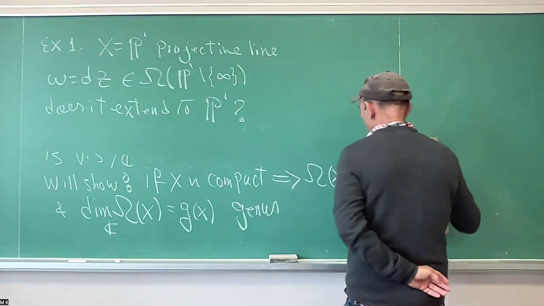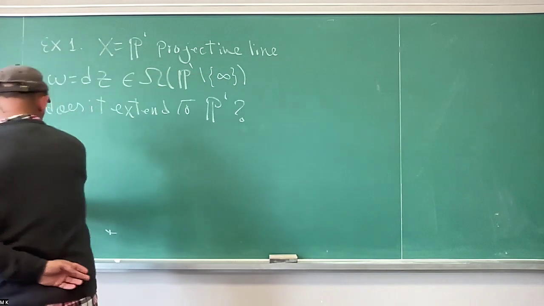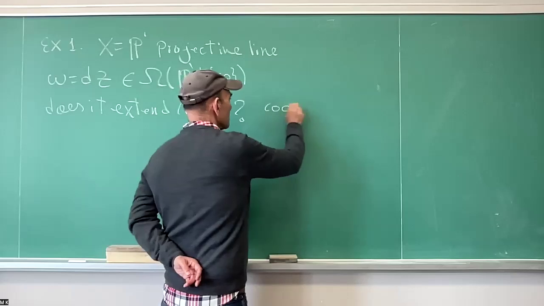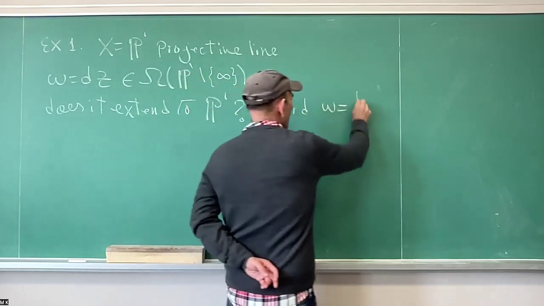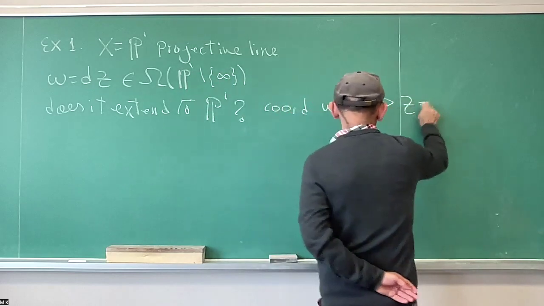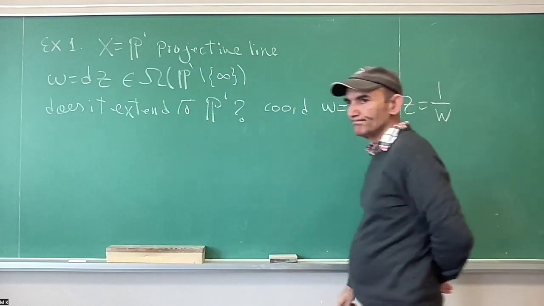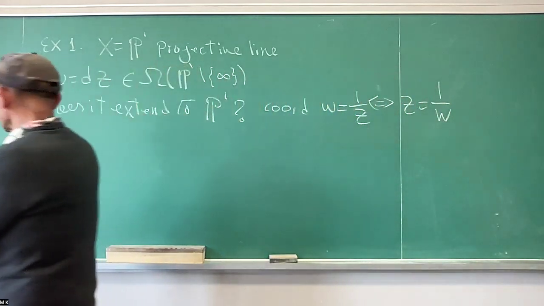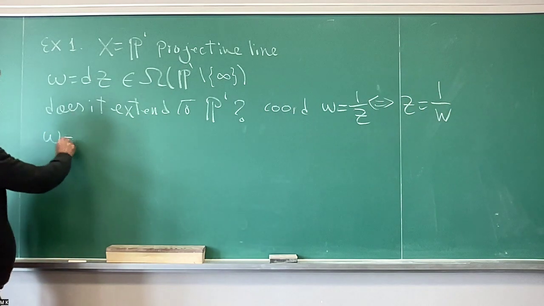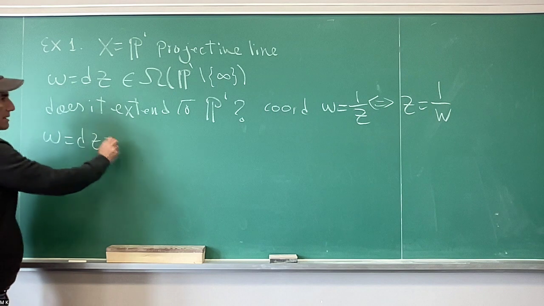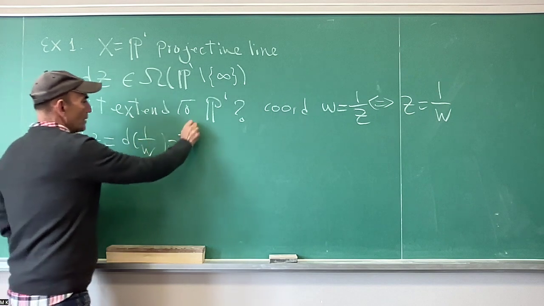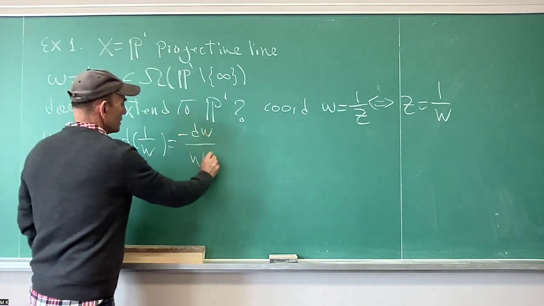So let's do that. Pick a coordinate w equal to 1 over z, which is z equal to 1 over w. So we bring things near zero, which is more understandable for us. Then the omega in this new coordinate system is equal to dz, where z is 1 over w, so it is minus dw over w squared near zero.